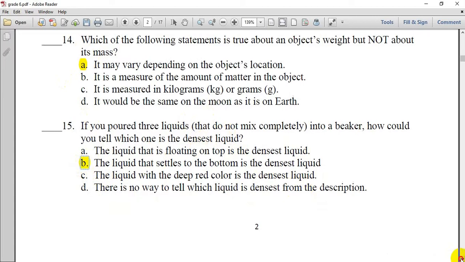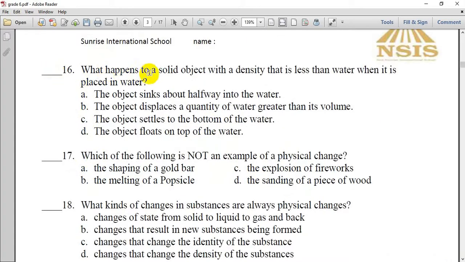Next question, next page. So question 16. What happens to a solid object with density that is less than water? If something has lower density than water, so this object will sink about halfway into the water, or the object displaces a quantity of water greater than its volume, or the object settles to the bottom, or the object floats on the top. If the object has low density, this object will float on the top, like a piece of wood. It has lower density than water, so it floats on the top.